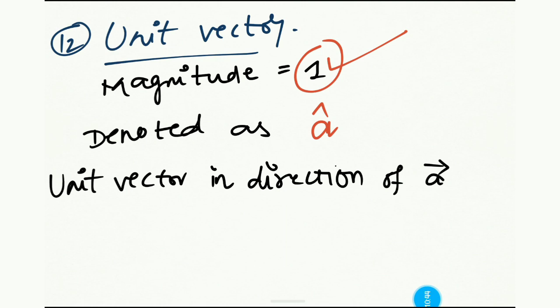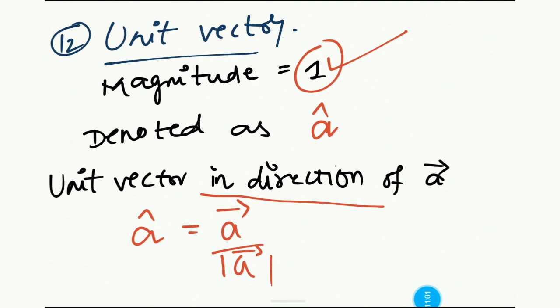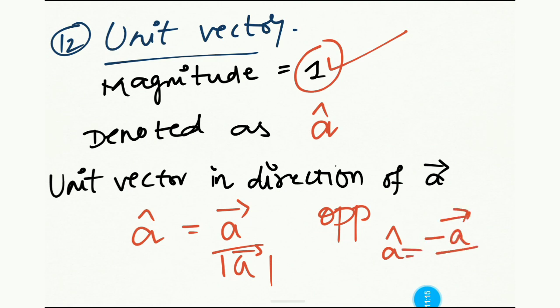Now how do you represent a unit vector in the direction of a bar? That means a cap equals a bar by magnitude of a bar. That's it. Now I have told you in the direction. You may be thinking, in the opposite direction, then what will be the value? Simply the negative value will be the answer. That means this a cap in the opposite direction will be minus of a bar by magnitude of a bar. That's it. Clear? So these were the types and also the introduction on the topic.